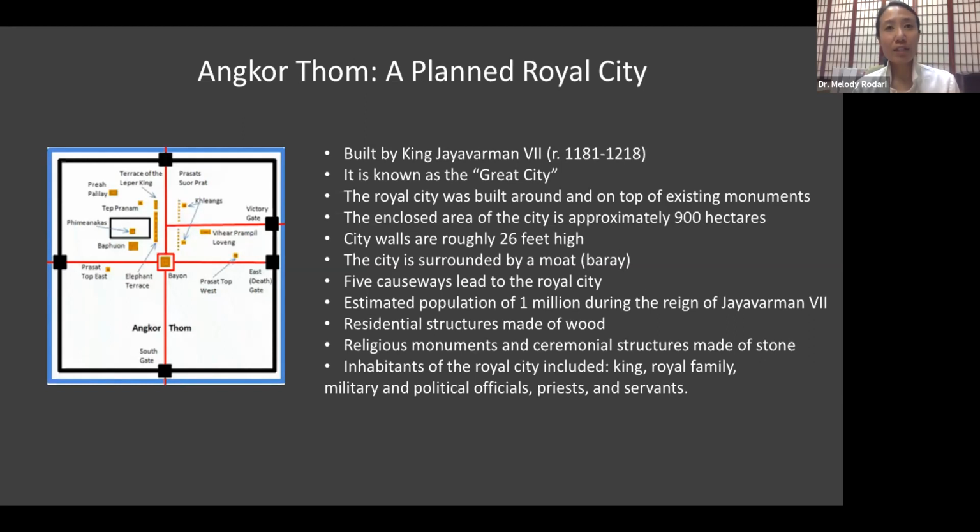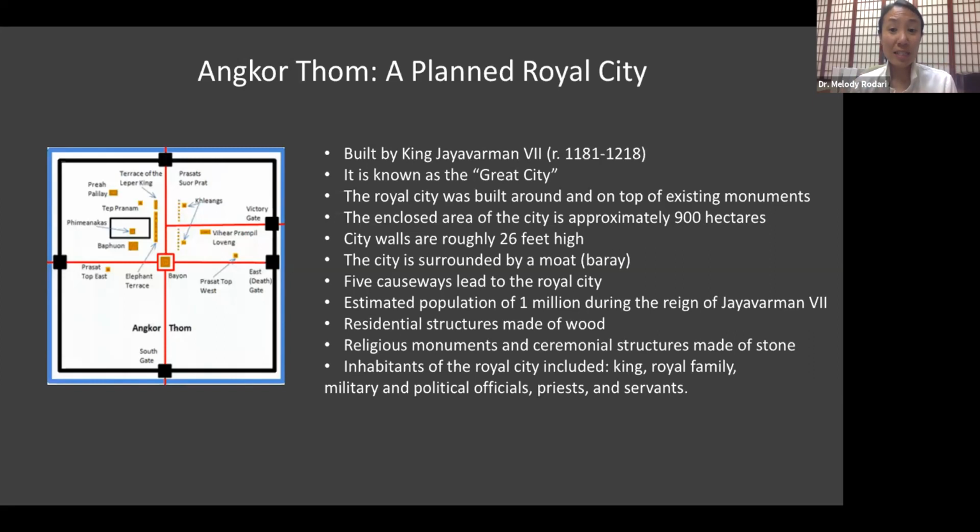And part of this has to do with the fact that it was built on former monuments, right? So the ground itself wasn't as stable. Other reasons is that because there was so much building taking place during Jayavarman VII's reign, there were some shortcuts, if you will, that were taken in the building of some of the structures.